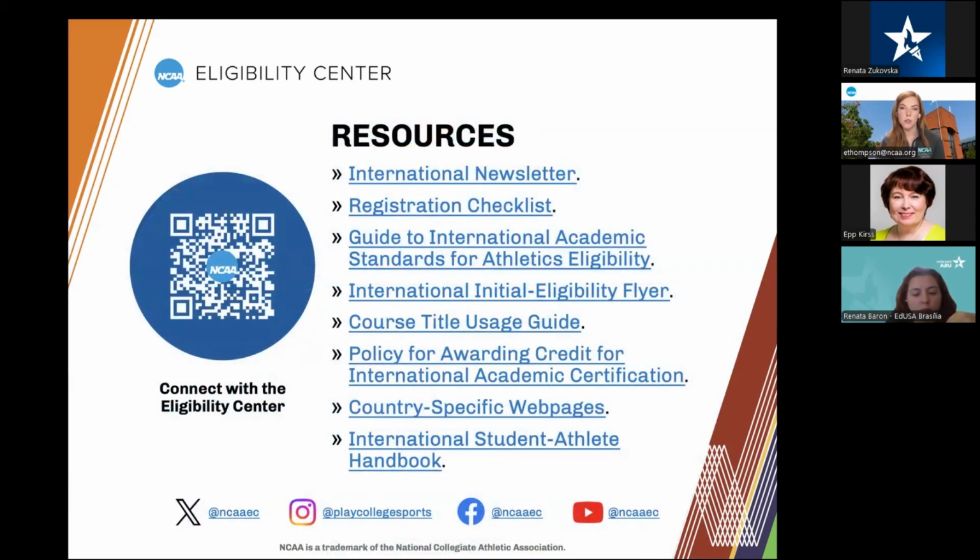Again, you'll get this recording, you'll get the PDF that has all of the hyperlinks here that have everything that we went through. And if you have questions after the question and answer portion today, you can connect with the Eligibility Center via that QR code that takes you to the contact form. We do ask that at minimum you have that profile page set up so you can include your NCAA ID number in that inquiry to our staff so they can help best navigate you through the process.